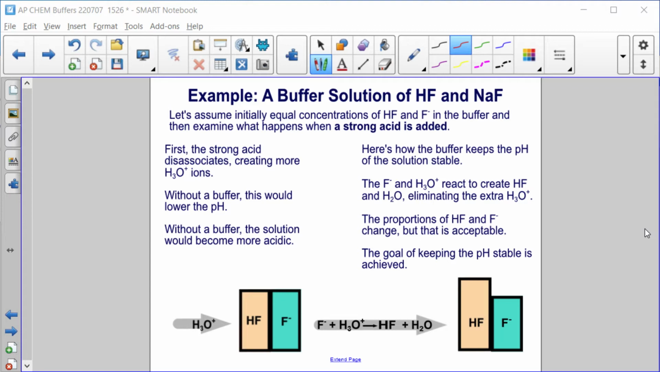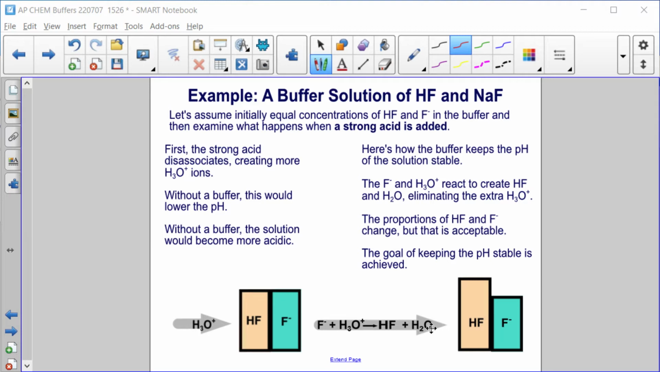So let's assume we have equal concentrations of HF and F- initially, and see what happens when we add a strong acid. So first, that strong acid dissociates, creating H3O+ ions. Without a buffer, this would lower the pH and the solution would become more acidic. Here's how the buffer keeps the pH of the solution stable. The F- and H3O+ react to create HF and water, eliminating the extra hydronium ion.